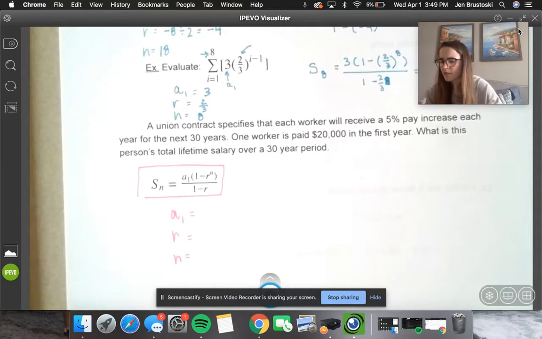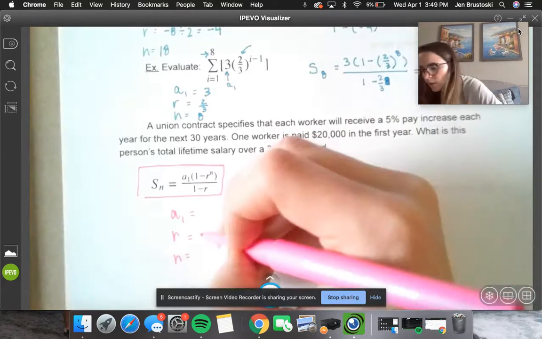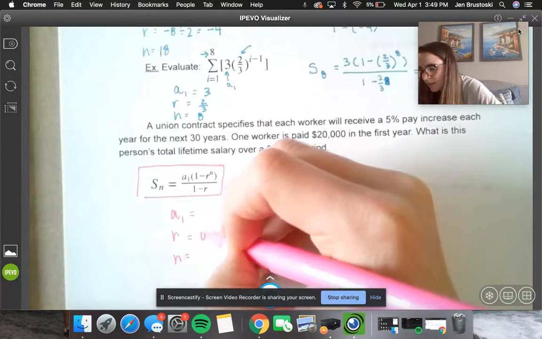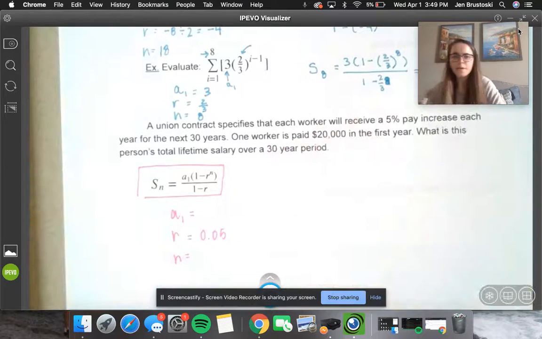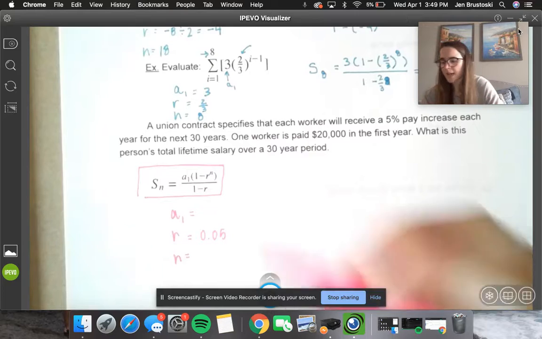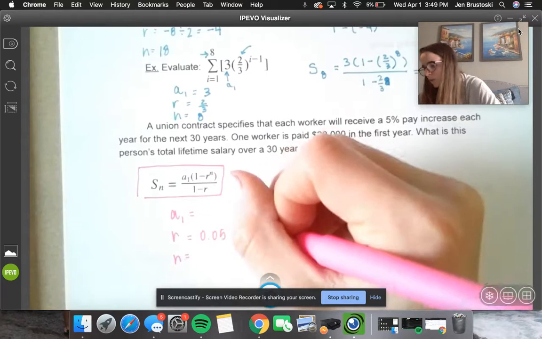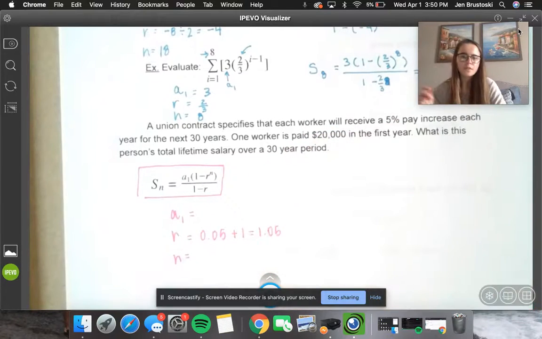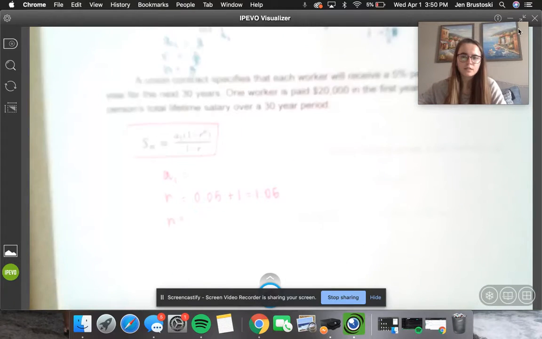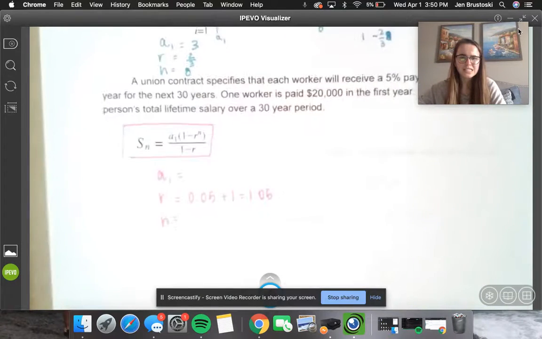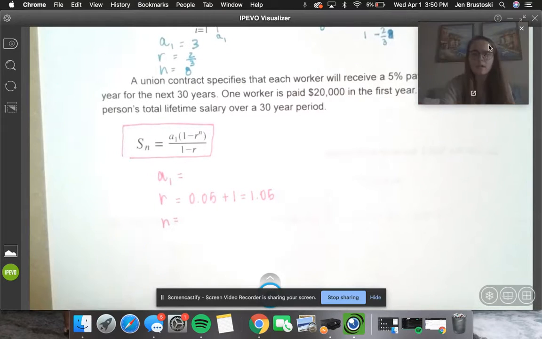Right, so union contract specifies that each worker will receive a 5% pay increase. Okay, so that's going to be our r value, our rate. 5% as a decimal is 0.05, but that's not the whole rate. It's just going up by that amount. So we have to add 1 to that. So 1.05 is our rate. So we have to be careful with those percentages.